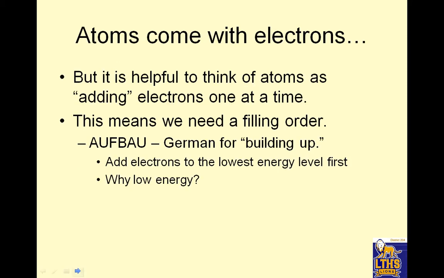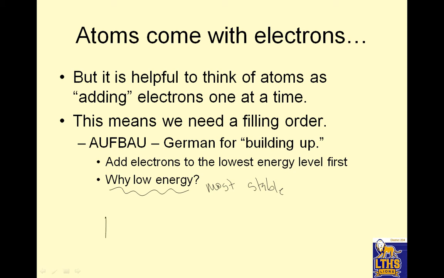So, atoms come with electrons, but it is helpful to think of atoms as adding electrons one at a time. This means we need a filling order, okay? Aufbau helped figure this out. Aufbau is German for building up. We add electrons to the lowest energy level first. Why do we add to the lowest energy first? Because low energy is most stable. Okay? So the most stable is low.